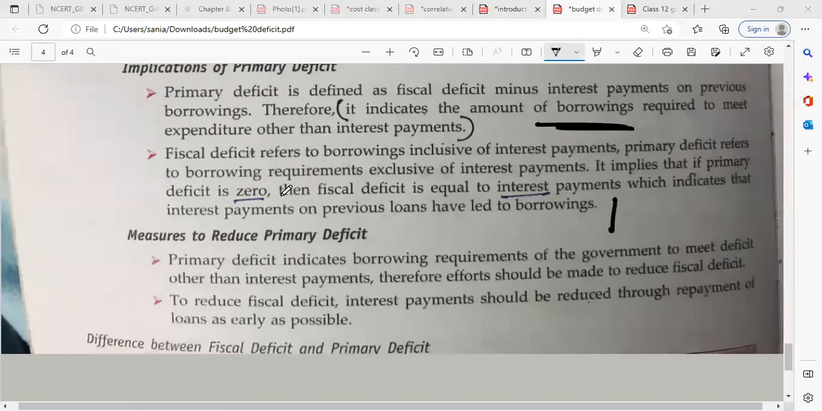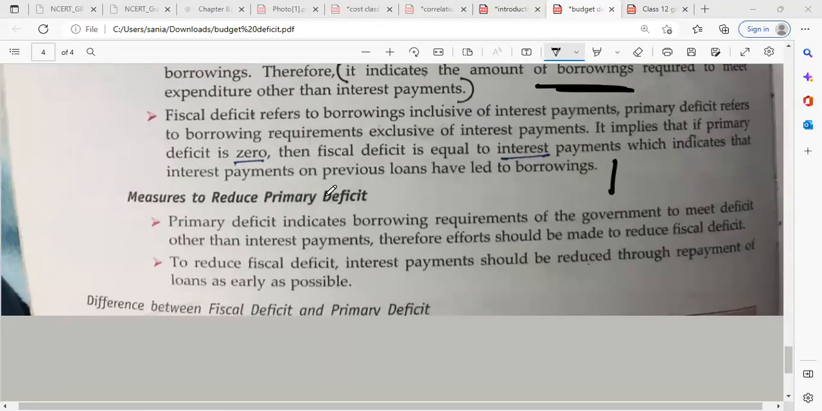Okay. Now, the measures. Measures to reduce primary deficit. Primary deficit indicates the borrowing required, like how much borrowing you need. And over here, to reduce the fiscal deficit, first of all, the interest payment should be reduced through the repayment of loans as early as possible, and automatically your primary deficit will be reduced.